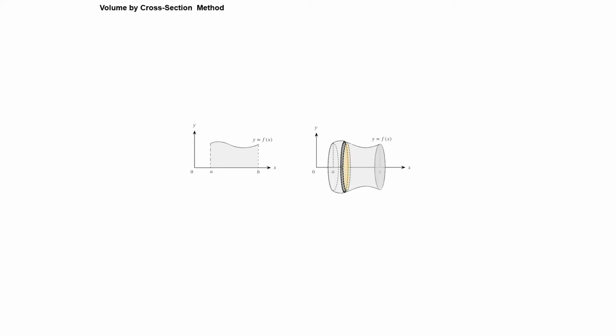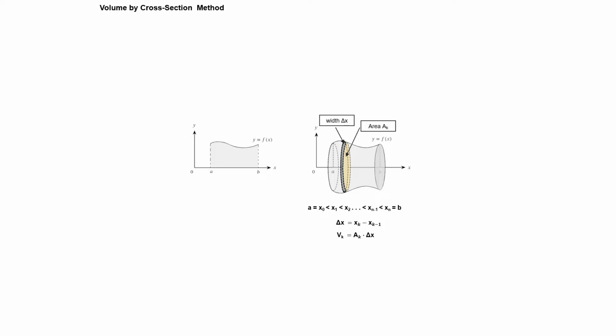We can approximate its volume by cutting it into n thin slices. When we slice a solid, we get cross-sections of the solid. We can divide the interval into k sub-intervals as follows. If each slice has cross-sectional area A of x and thickness delta x at each particular x value, then the volume of the slice is its area times its thickness.